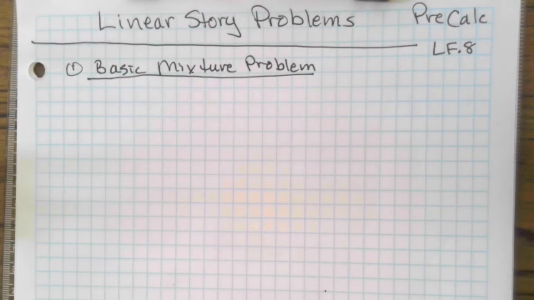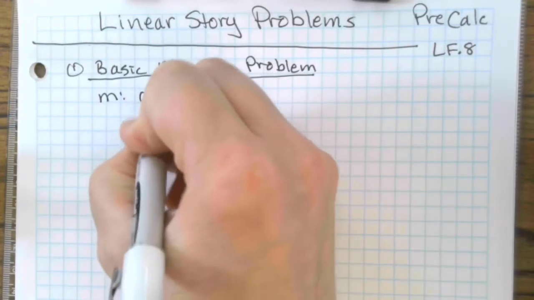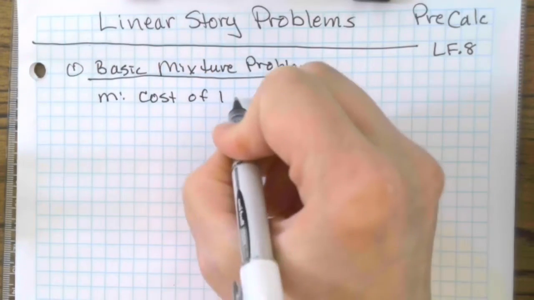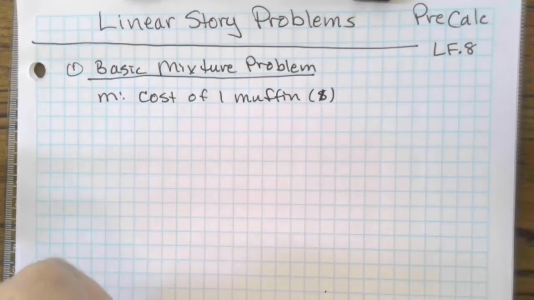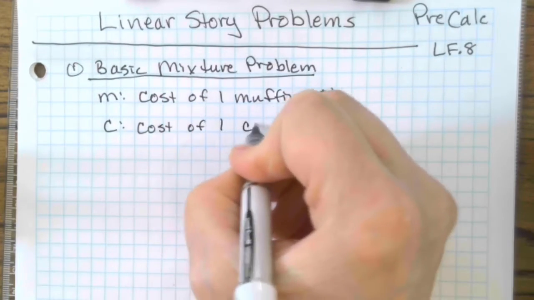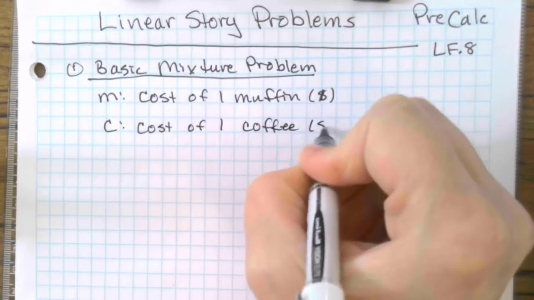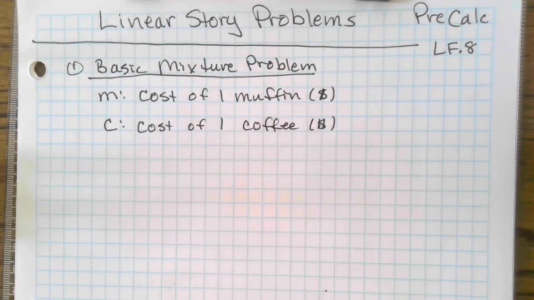So first thing you want to do is determine what you're trying to find. We're going to say that M is the cost of 1 muffin, of course in dollars. And then I'm going to use C for the cost of 1 coffee in dollars. Okay. And so we're going to make 2 equations based off of what they've told us.